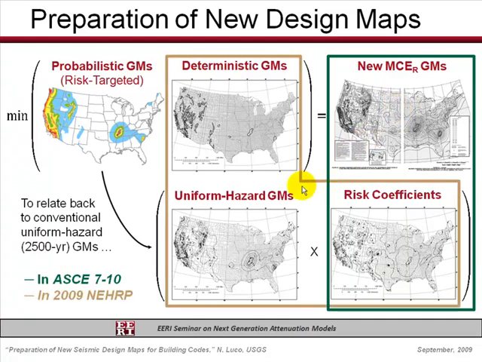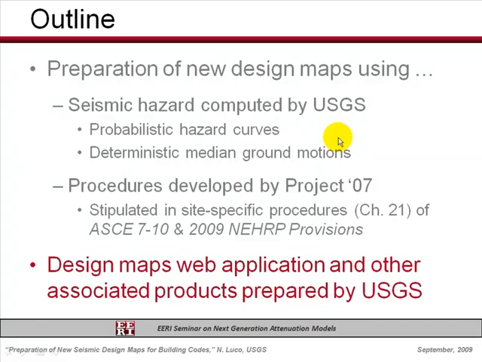And then in NEHRP, we have these three maps that are shown in tan here to sort of show how we derive both risk-targeted ground motions and deterministic ground motions, and those are combined via equations in 2009 NEHRP to get this final map, which is not shown in the 2009 NEHRP provisions. So it's, again, simpler in ASCE 7 2010.